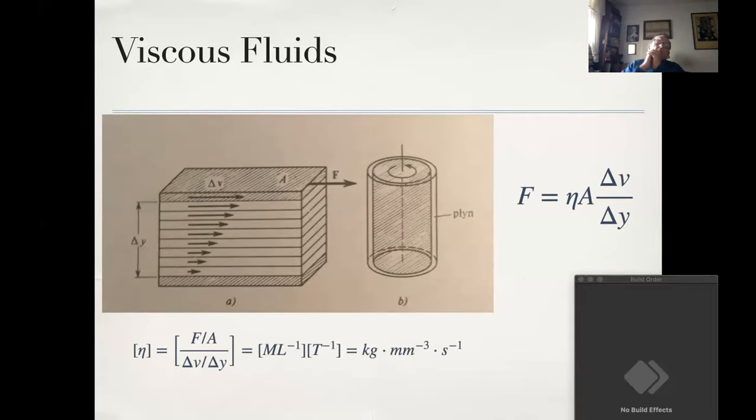Let's now look up what is the dimension of that coefficient, the viscosity coefficient. Out of the formula it comes that it has a dimension of a force divided by area, divided by the change of a velocity along the y direction. Such an expression in mathematics is called a gradient. So this is a gradient of a velocity along the y direction.